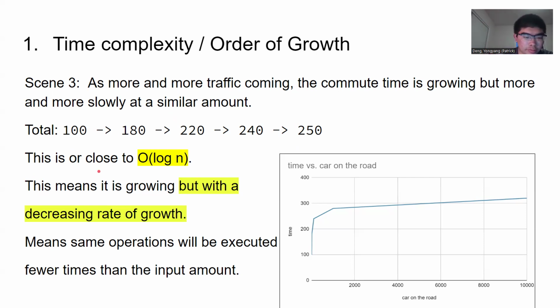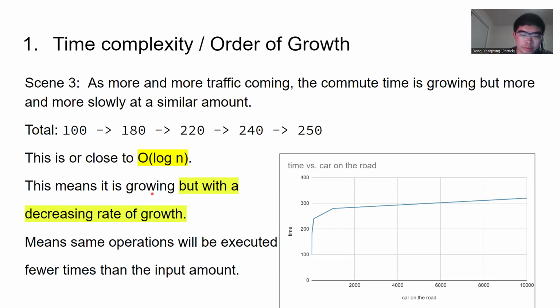So this is close to big O of log n. For logarithms, we have a lot of bases. It depends on the base, but we all call them logarithm. So this means it is growing, but with a decreasing rate of growth.